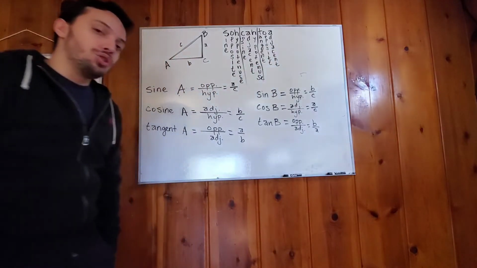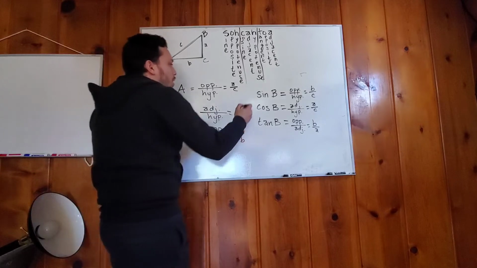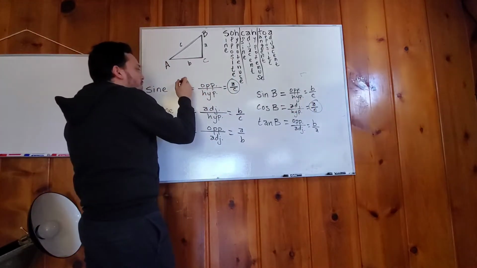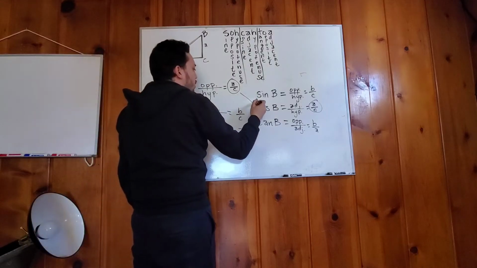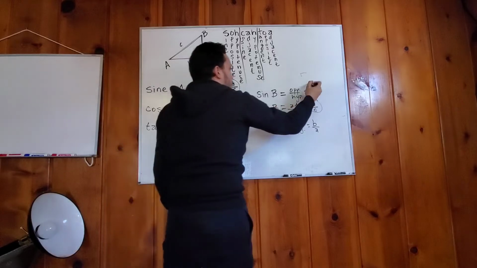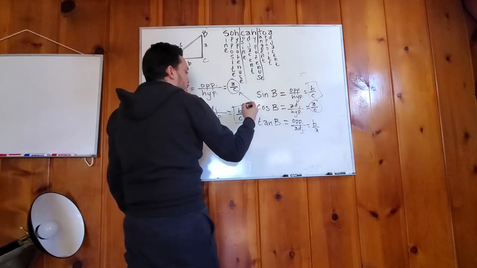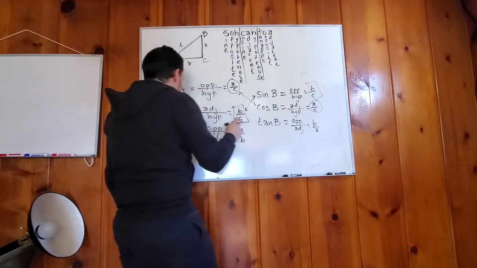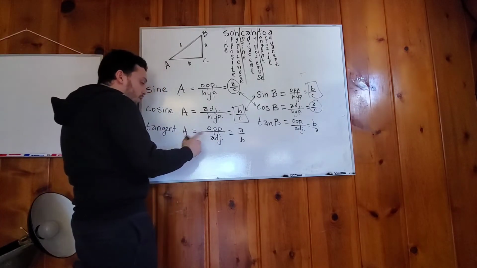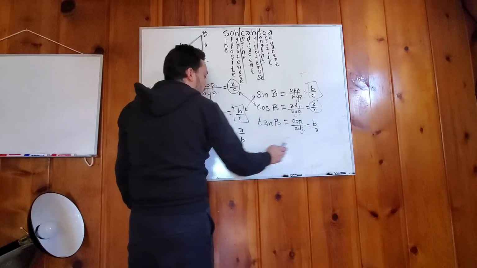So what am I trying to show you? What I'm trying to show you is this. Look at this. AC and AC. So the sine of A is the same thing as the cosine of B. BC and BC. Whoa, wait a second. The cosine of A is the same thing as the sine of B. And tangent, well, we have B over A and A over B.